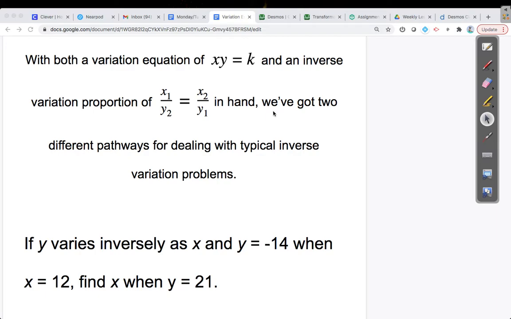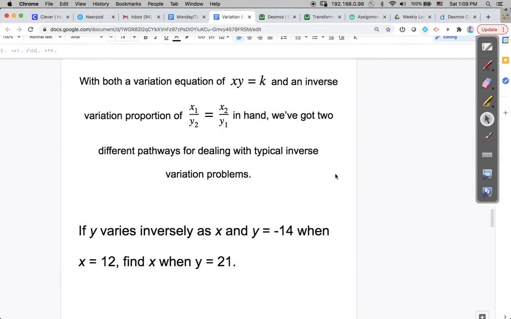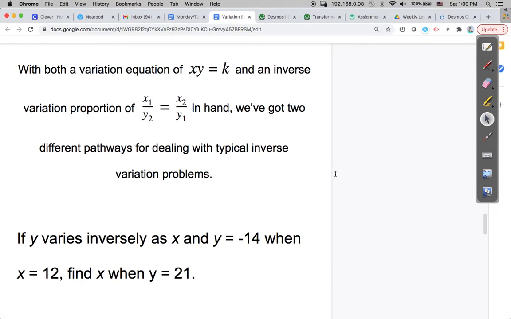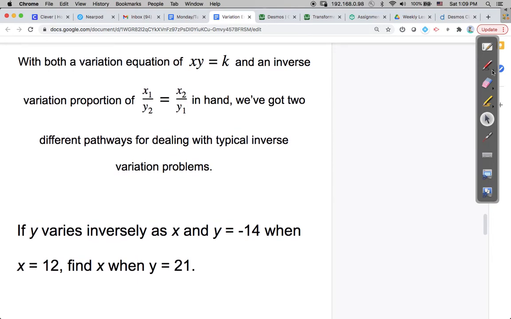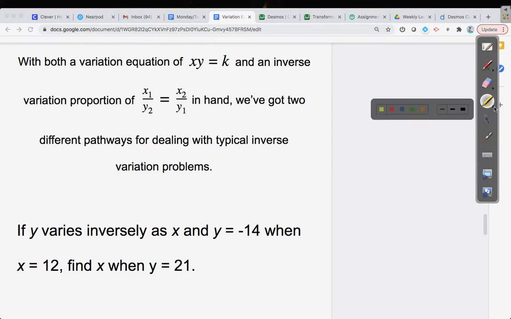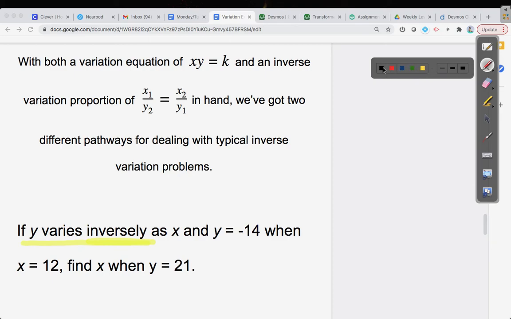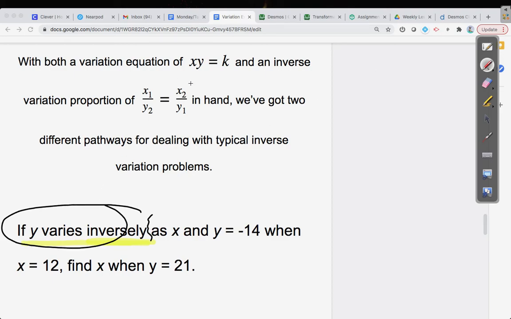Let me zoom out a bit to open up a little more writing space here, but you're going to have some flexibility in terms of how you solve these problems. Again, let's dissect this a little bit. Very first phrase, if y now varies inversely. So we're not looking at direct variation anymore. We're looking at inverse variation. So you almost want to partition this part of the question off. Now I know I'm dealing with this relationship here, or this proportion here.